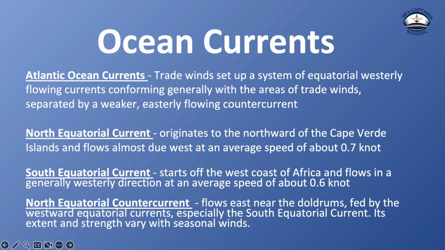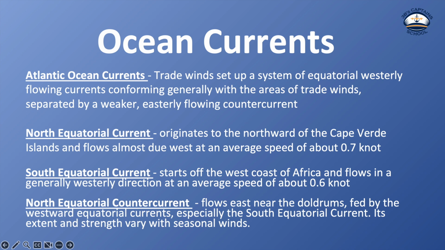A couple of different ocean currents. Atlantic ocean currents. These are caused by trade winds that set up a system of westerly flowing currents conforming generally with the areas of trade winds, separated by a weaker easterly flowing countercurrent. The North Equatorial Current, which originates northward of the Cape Verde Islands, flows almost due west at an average speed of about 7/10 of a knot. The South Equatorial Current starts off the west coast of Africa and flows in a generally westerly direction, average speed of about 6/10 of a knot.